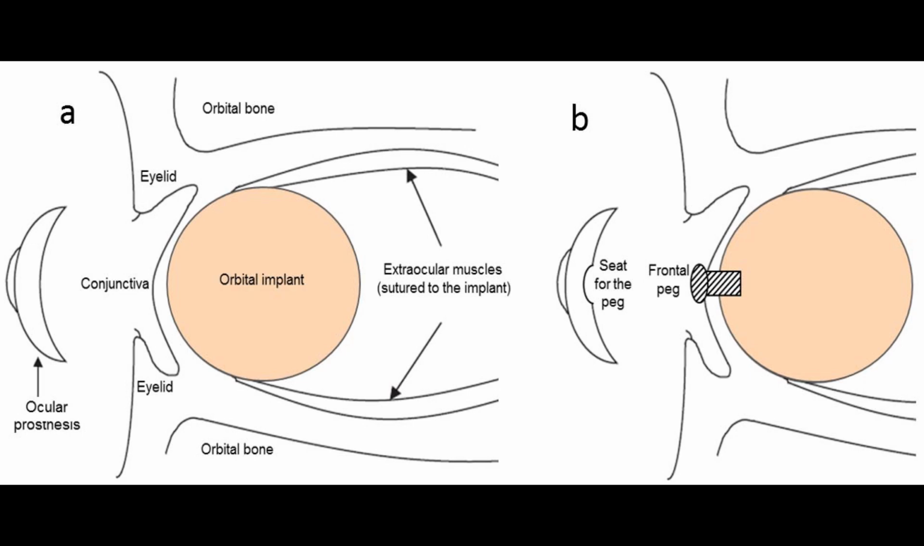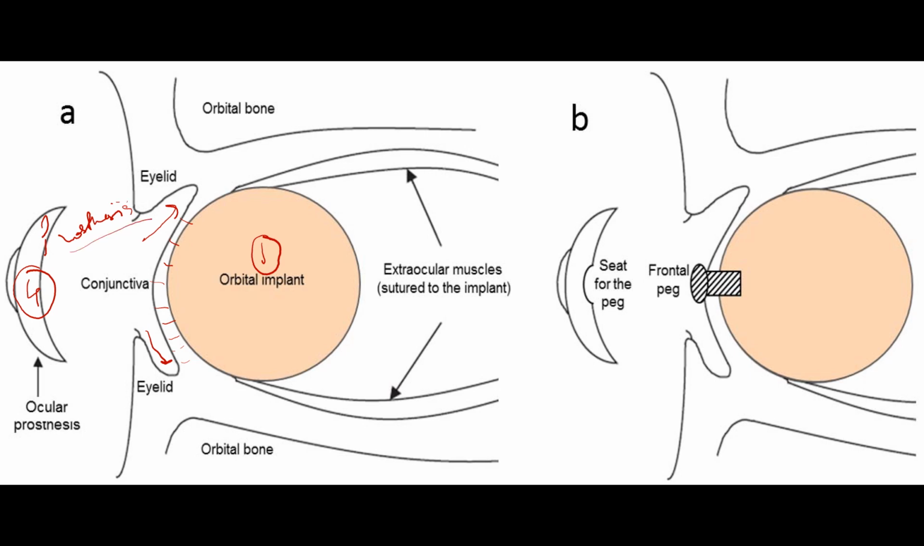In this diagram, you can see what we expect from an ideal socket. The first thing is volume replacement by the orbital implant, an adequately sized orbital implant which will provide volume, as you don't have enough volume otherwise. The second thing is a smooth conjunctival surface so that we don't have any exposure of the implant. The third thing is the fornices. And the fourth is the prosthesis.